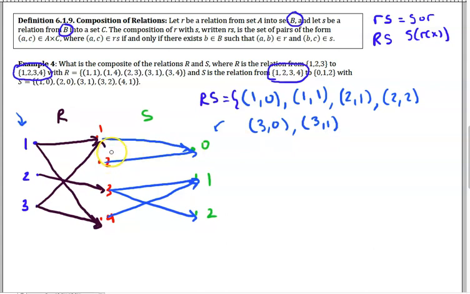Okay. All right, so basically, I took into account all the possible inputs 1, 2, 3, and followed the arrow to see where we end up with the outputs in the green set right there. So this is the result of the composition of R and S.